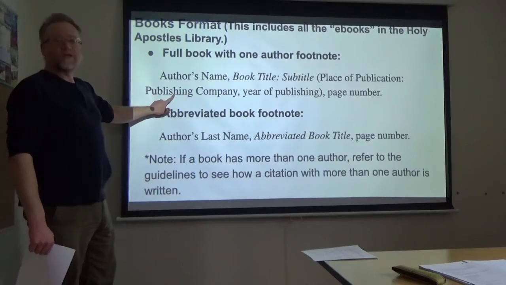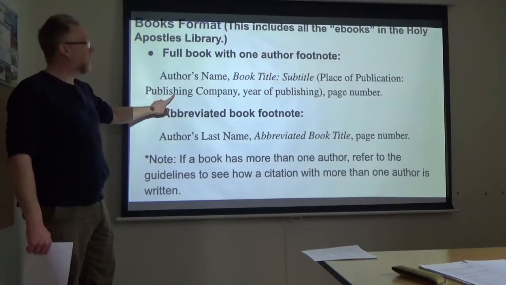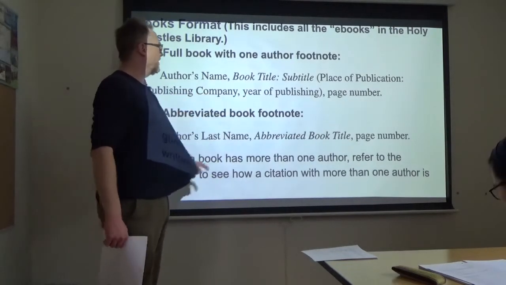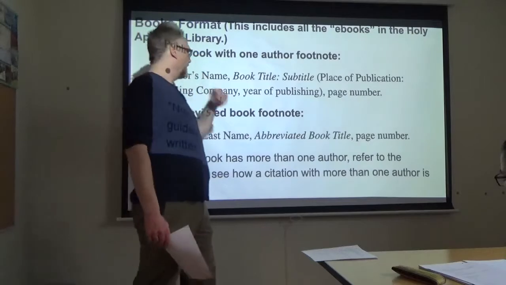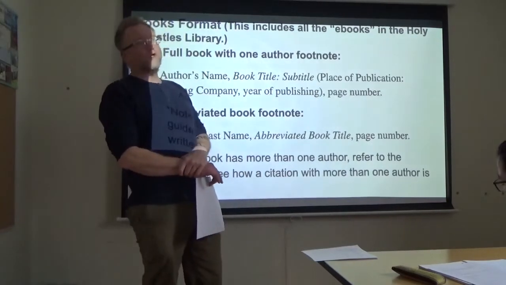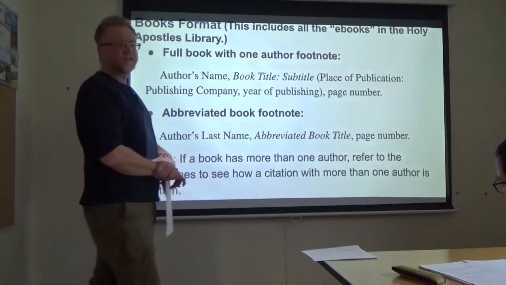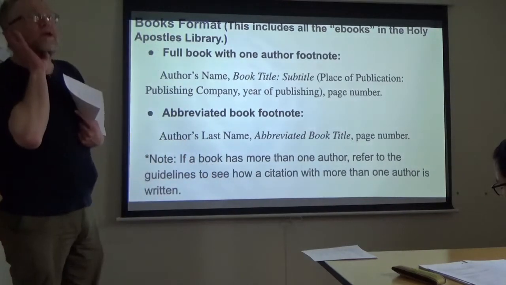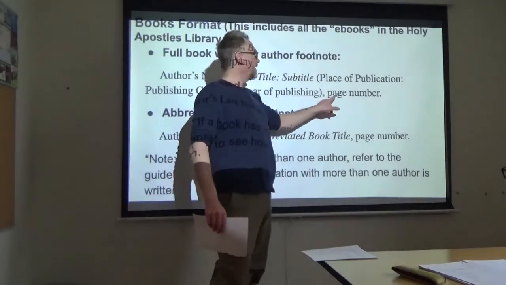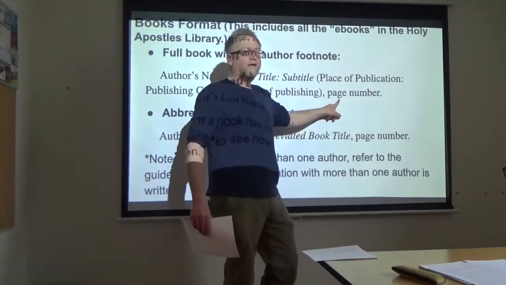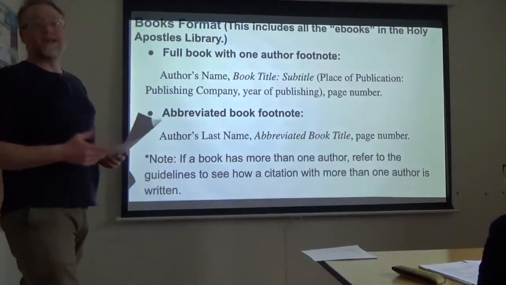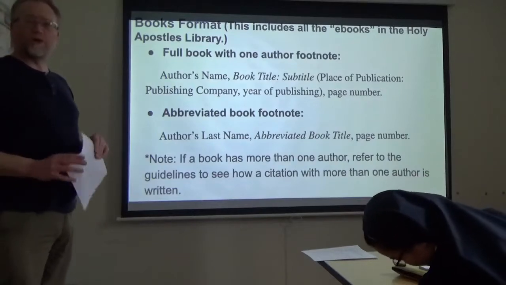Publishing company, comma, and then we have year of publication, I want to change that. And then what do we have? Close parentheses, no space. And then we have a comma. And then we have page number. And then we're done, right? Period. Then we have the period. Really, very important.